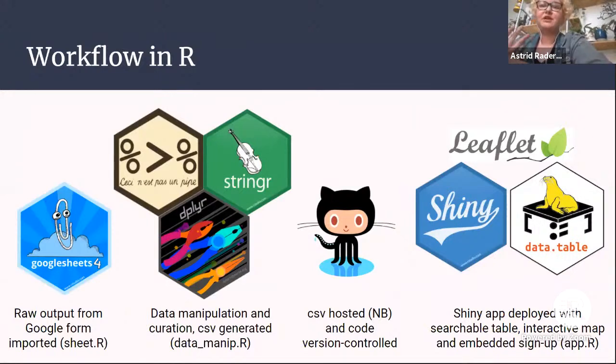And this is just a little summary of the workflow that we use. That private file, sheet.R, has the raw output from the Google form. We do any data manipulation in this datamanip.R file, which is where we curate the data. We then push that CSV to GitHub along with all of the version controlled code, the datamanip.R and the app.R files, which is actually how the app is deployed. And then we deploy that on shinyapps.io.